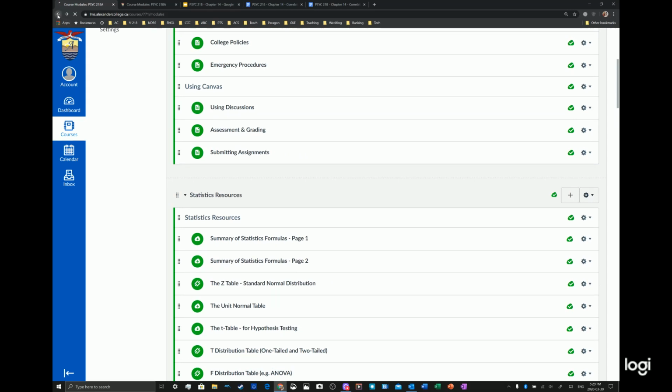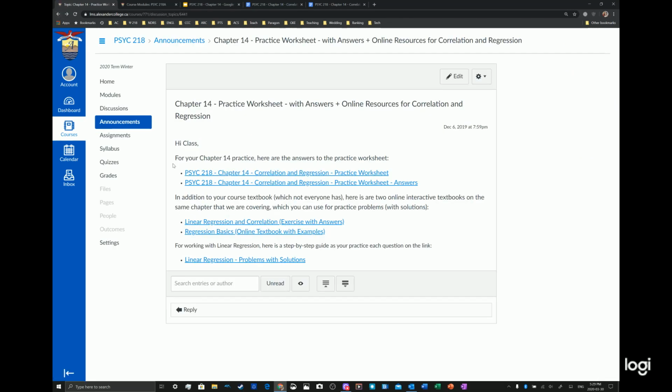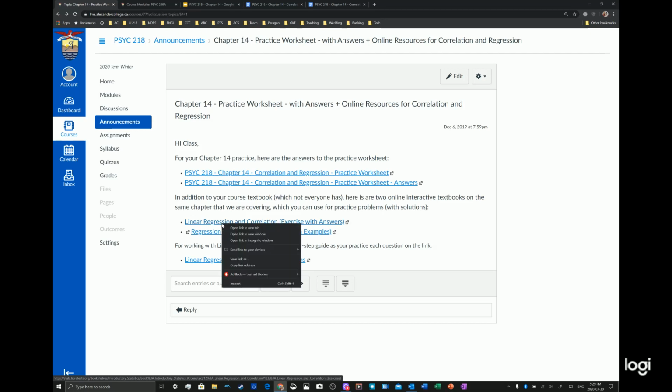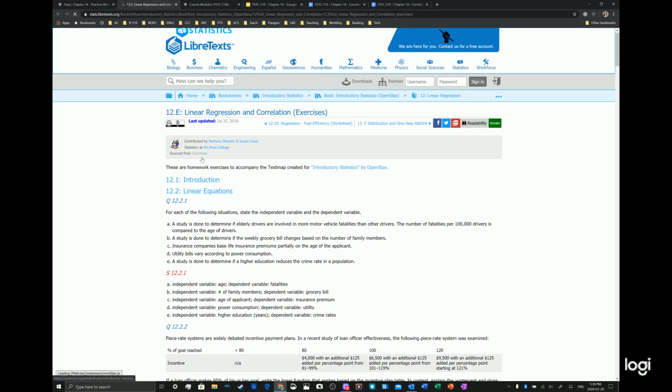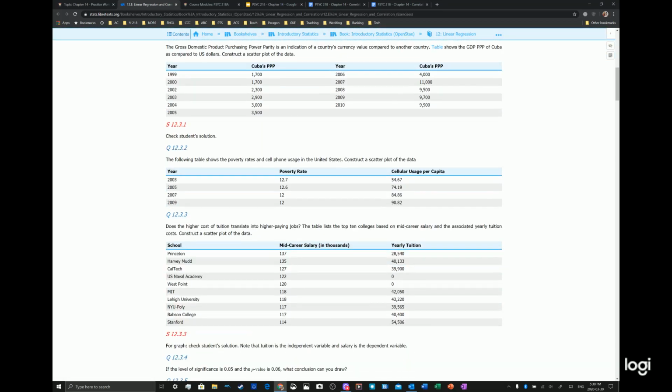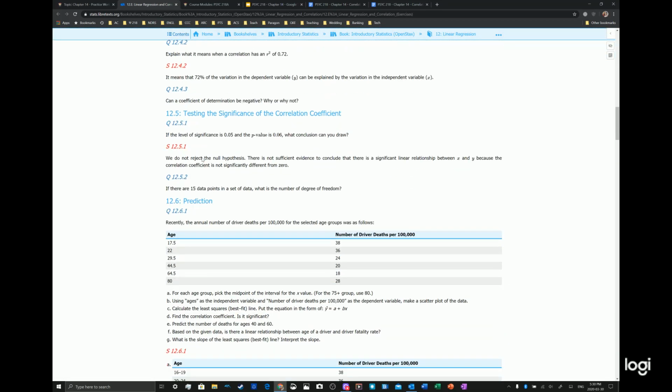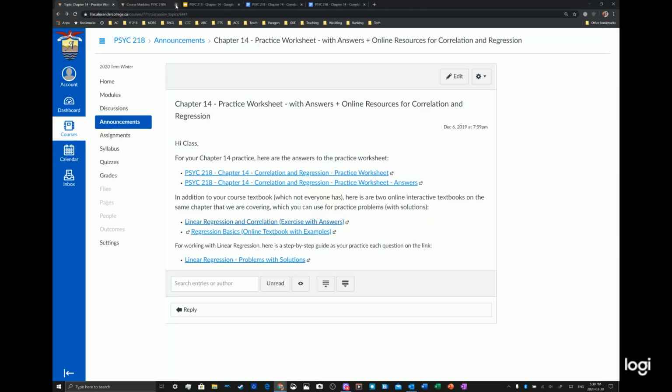Don't forget, there are other worksheets that you can work on for practice questions. So back to your Chapter 14 announcement with the worksheets. Here is a linear regression and correlation exercise that you can use. Again, you can follow along. It's an external link for the website. Work on these questions. Do the practice you'll need to complete the chapter.